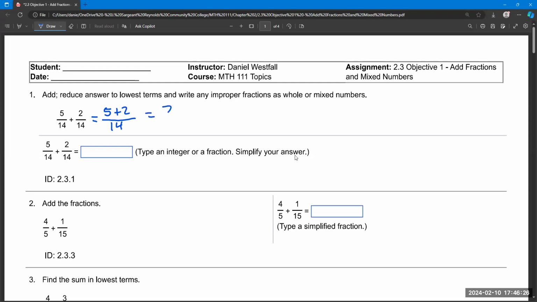If the problem was subtraction, we would be subtracting. 5 plus 2 is 7 over 14. And now we need to reduce the fraction. We need to think about the top is 7 times 1, and the bottom is 7 times 2. 7 divided by 7 makes a 1, and I'm left with 1/2 for my answer.